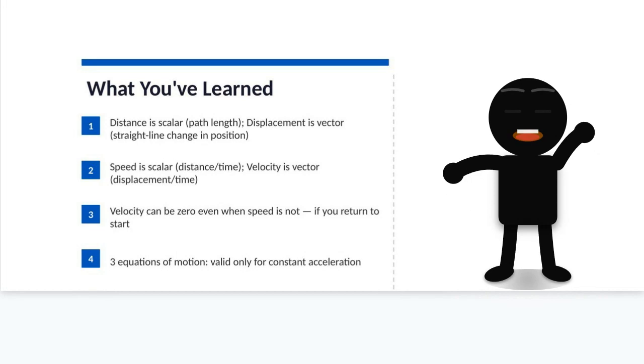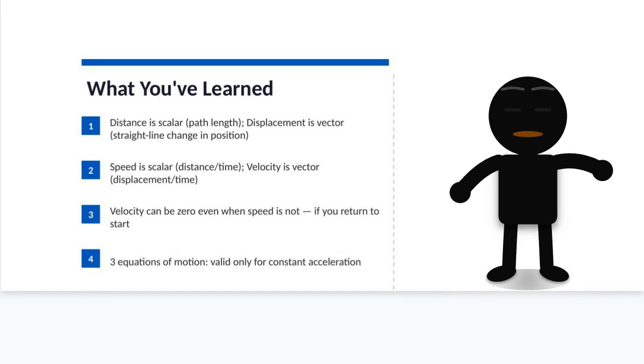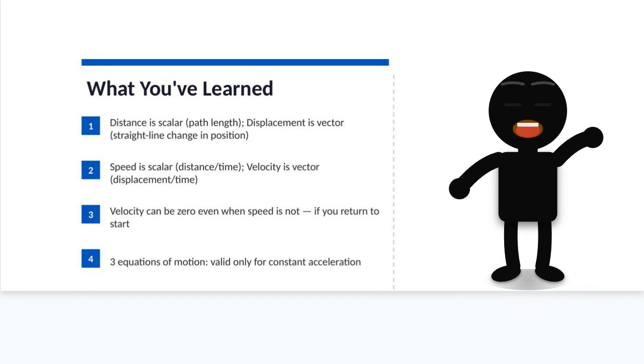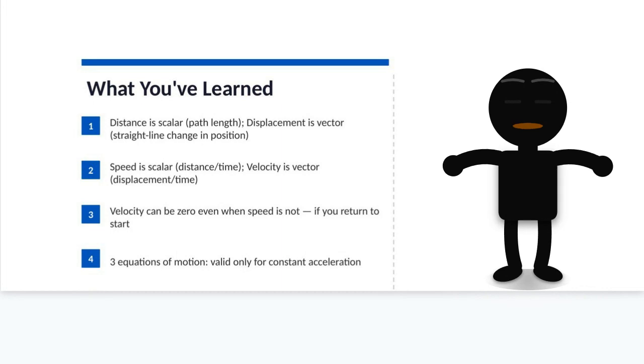Velocity can be 0 even if you have been moving, if you return to your starting point. The three equations of motion, v equals u plus at, s equals ut plus half at squared, and v squared equals u squared plus 2as, are the core tools for solving constant acceleration problems. And for free fall, acceleration is 10 meters per second squared downward, and at maximum height the velocity is exactly 0.